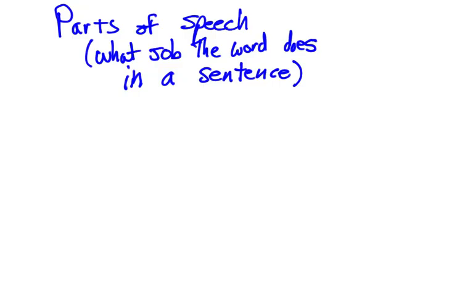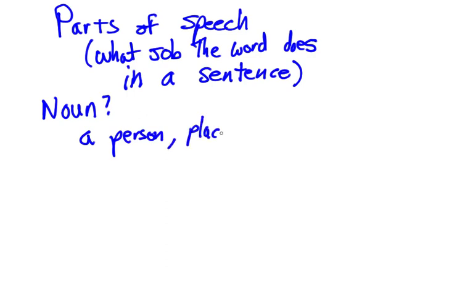Okay, we're going to begin with parts of speech. Parts of speech are what job the word does in a sentence. And the first one we're going to talk about is nouns. Now, what is a noun? Okay, a noun is a person, a place, a thing, or an idea.